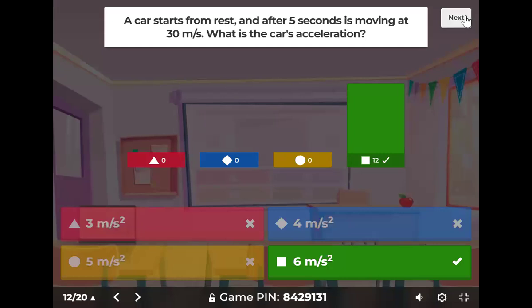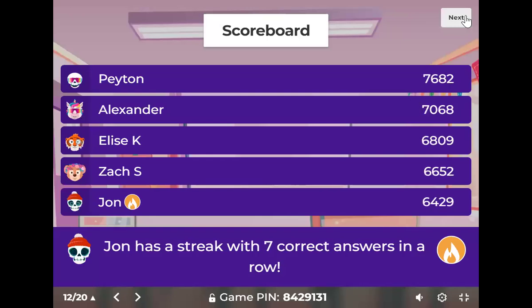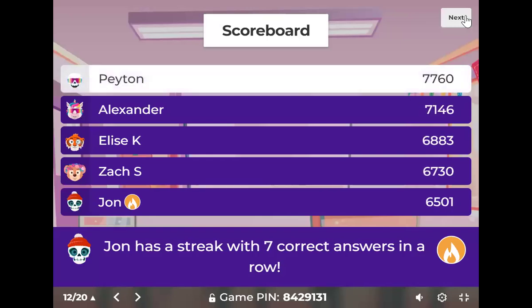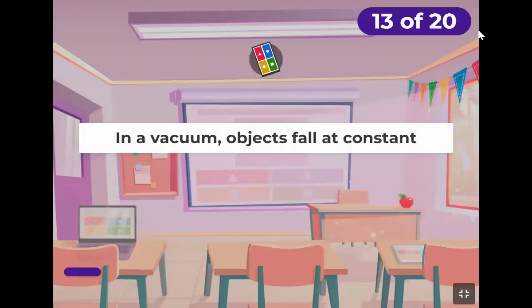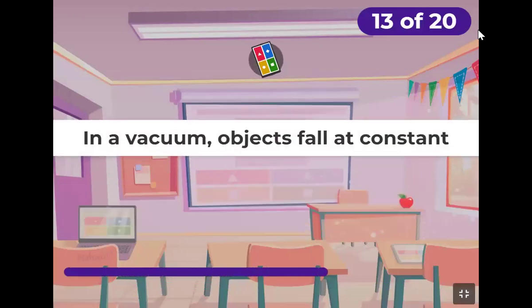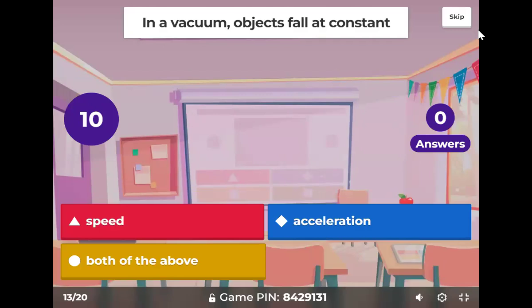As long as it... All right, lots of boards. Oh, yeah. In a vacuum, objects fall at constant.